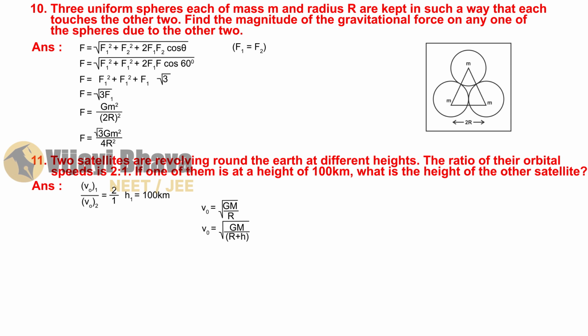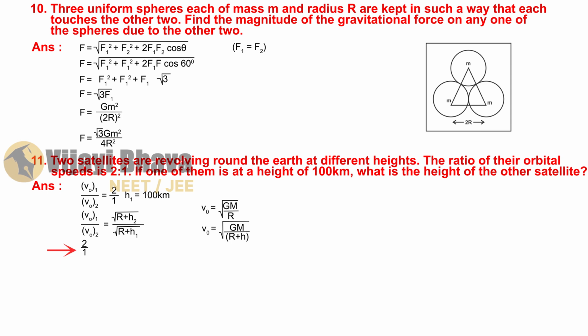So, the formula for this particular numerical comes out as VO of 1 by VO of 2 is equal to under square root r plus h2 by under square root r plus h1. We had assumed VO of 1 by VO of 2 is equal to 2 by 1. So, let us substitute that.